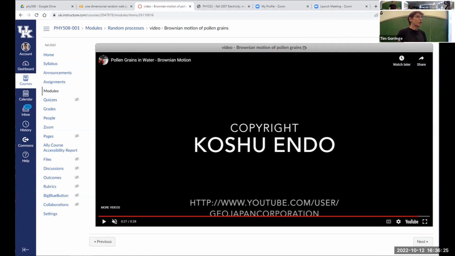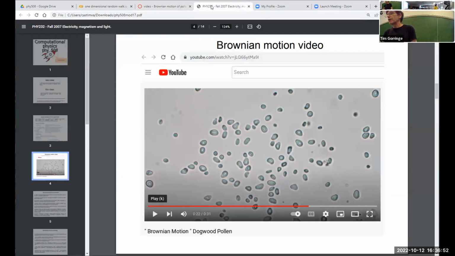Another famous example of it is coal dust in alcohol. If you look at that under a microscope, you see the coal dust jittering, zigzagging around. Another example is smoke in the atmosphere. If you look carefully at the smoke particles or dust particles, you can see them jittering around, zigzagging around. They're all examples of Brownian motion.